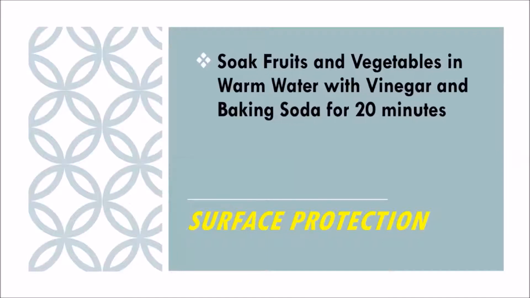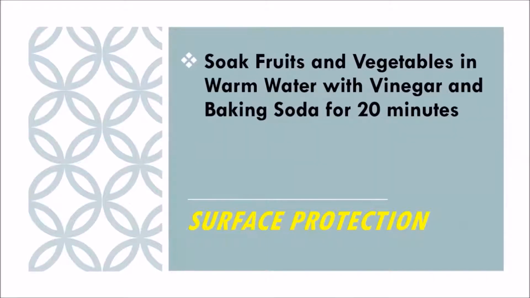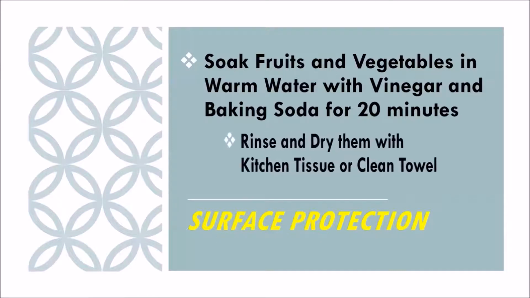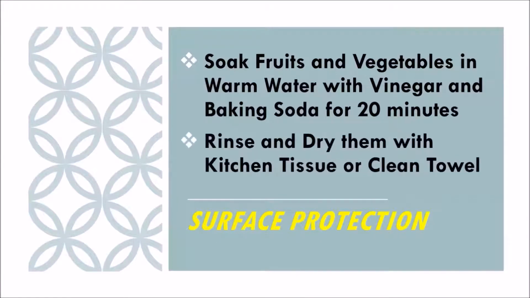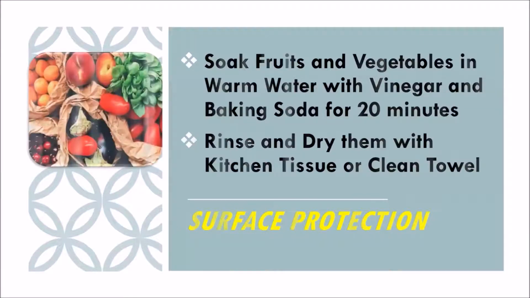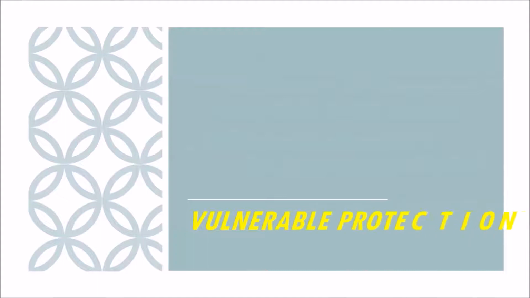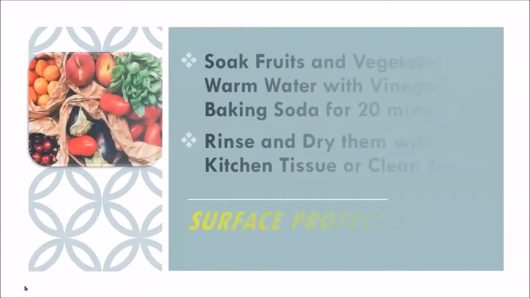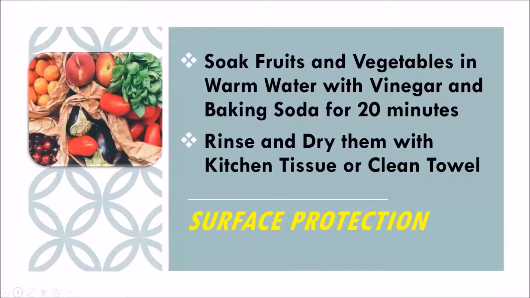Now for fruits and vegetables, you need to soak them in water with vinegar and baking soda for 20 minutes and then rinse them and dry with kitchen tissue and a towel. Always use vinegar and baking soda because they will take out all the toxins and any kind of dirt on the surface, and it will also disinfect the fruits and vegetables.